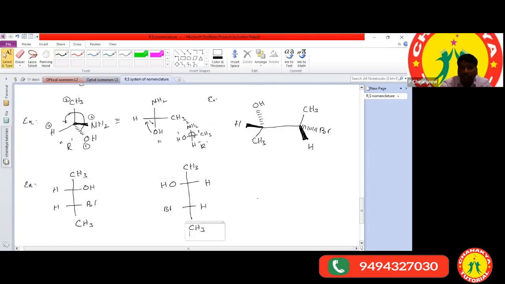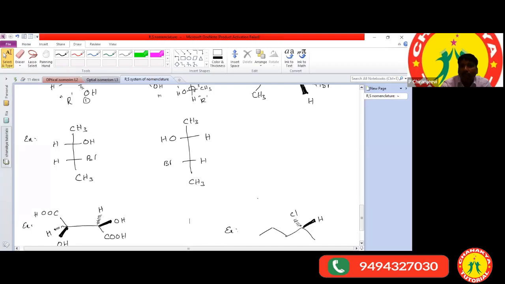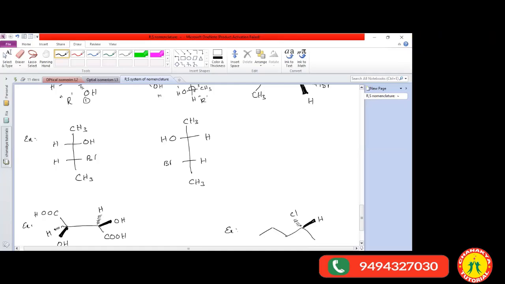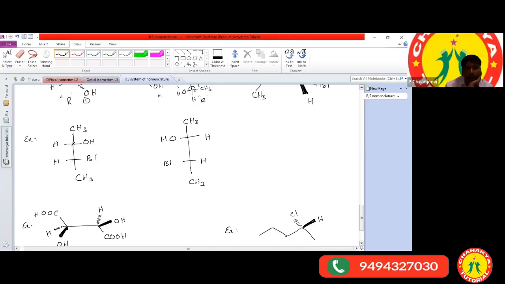Now I gave some Fisher projection formulas directly. So what is the isomer of the given compound? First of all, how many chiral centers are in the given compound? Two. Very good. So we have two chiral centers, which we can call C2 and C3. What is the isomer of the second carbon atom? What is the isomer of the third carbon atom?